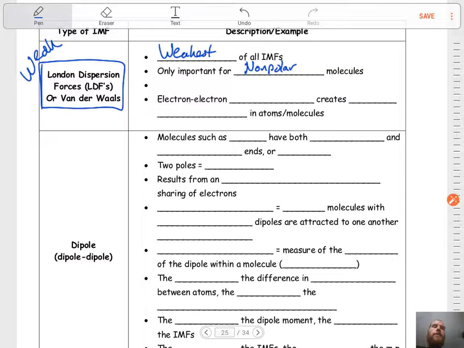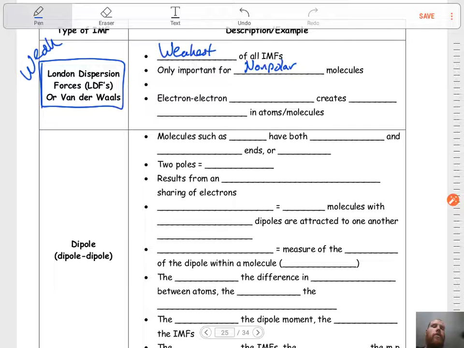So London dispersion, if it's a nonpolar molecule, you know it's going to be London dispersion or van der Waals. Again, same thing, same name for that. The more electrons that you have in a molecule, okay, the greater or stronger the LDFs. Okay, so the more electrons, the greater those forces are going to be. So kind of the bigger the molecule, the stronger those London dispersion forces are going to be.